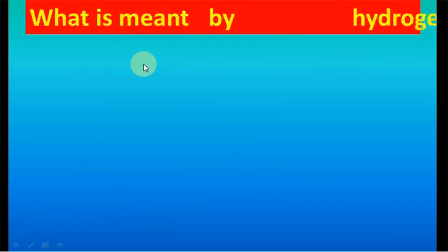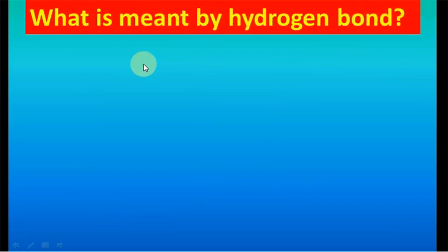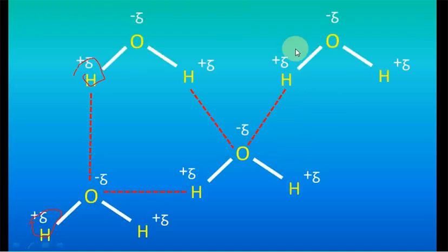What is meant by hydrogen bond? Hydrogen bond means that hydrogen is between two highly electronegative atoms. Hydrogen here, between oxygen here and oxygen here. And hydrogen here, between oxygen here and oxygen here. This is called hydrogen bond.